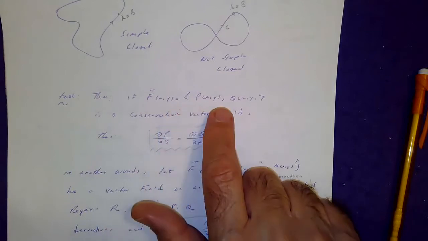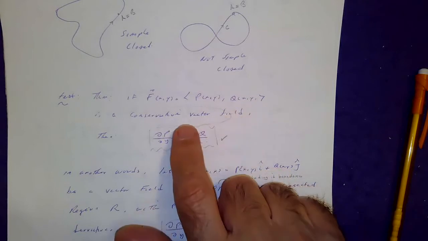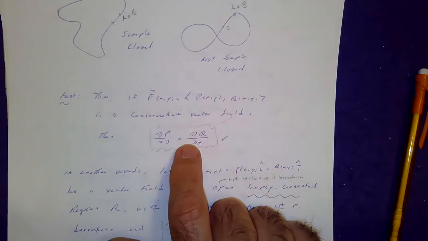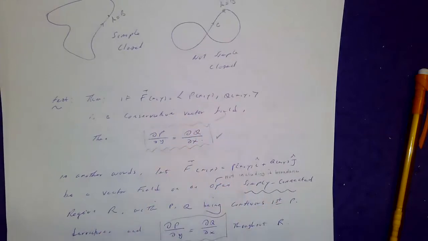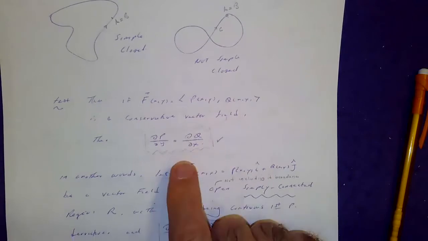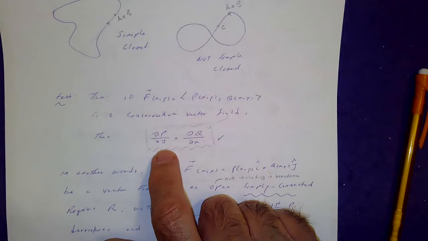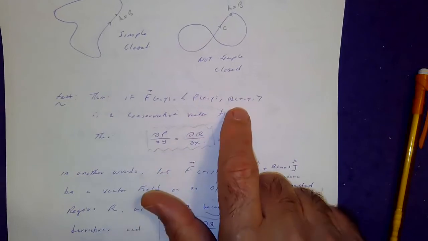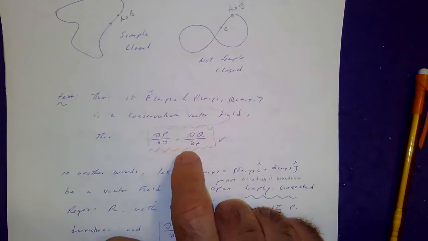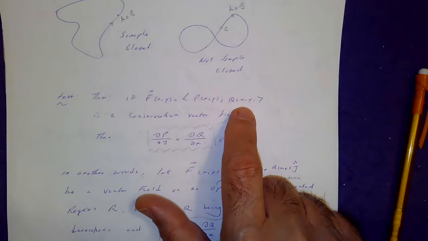If the vector field in two dimensions with the x and y components P and Q is conservative, then this is the test you apply to see if the field is conservative or not. In other words, if it is conservative, then this has to be true: partial of the first component with respect to y is equal to partial of the second component with respect to x. Notice the order. This guy is with respect to y, that guy is with respect to x.